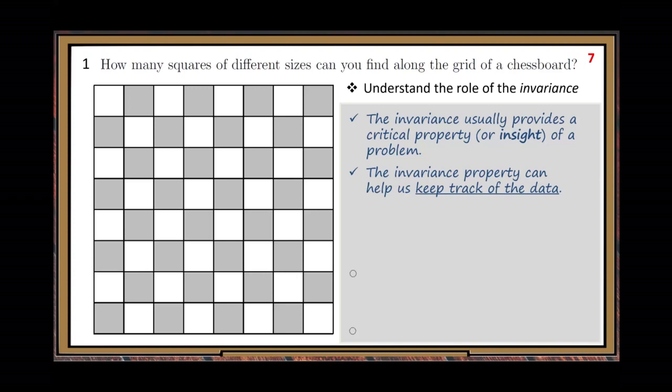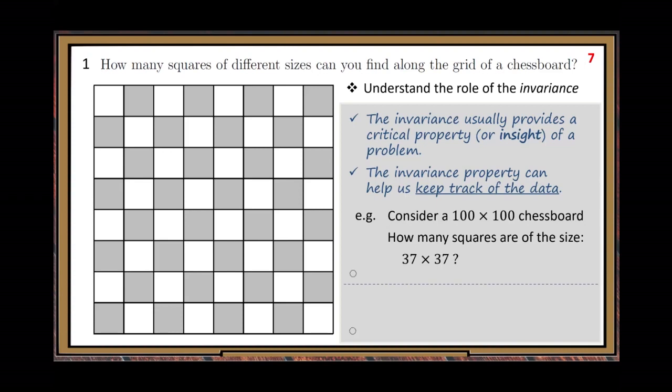Let me give you a simple example. Consider a 100 by 100 chessboard. Although our standard chessboard is 8 by 8, we can generalize it to a 100 by 100 chessboard. Theoretically, we can do that kind of generalization, right? Now, my question: how many squares are of the size 37 by 37?